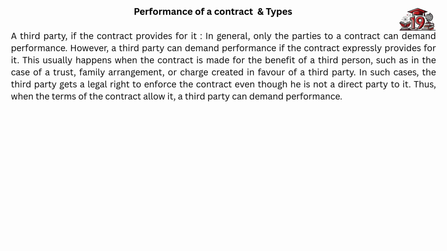A third party, if the contract provides for it. In general, only the parties to a contract can demand performance. However, a third party can demand performance if the contract expressly provides for it. This usually happens when the contract is made for the benefit of a third person, such as in the case of a trust, family arrangement, or charge created in favor of a third party. In such cases, the third party gets a legal right to enforce the contract even though he is not a direct party to it. Thus, when the terms of the contract allow it, a third party can demand performance.